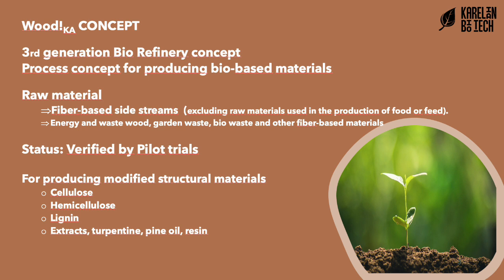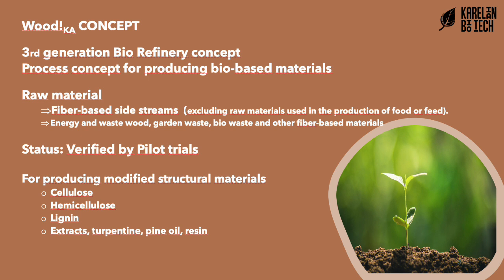Let's talk about the Wood Ka process. Wood Ka is a third-generation biorefinery concept using bio-based materials, and at the same time a new way to create improved kraft from side streams. The process uses as raw material bio-based side streams like energy and waste wood, garden waste, bio-waste and other fiber-based material. The process excludes using raw material used in production of food or feed.